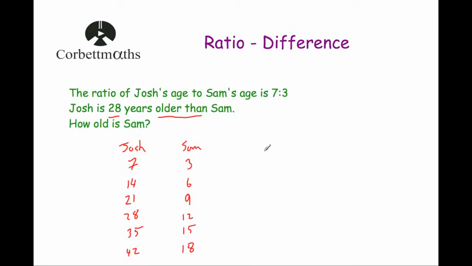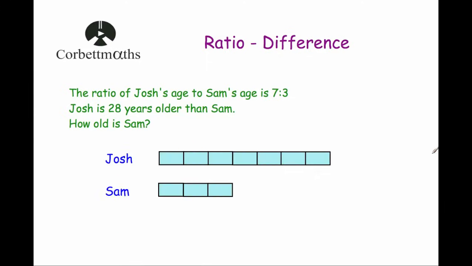Another 7, and another 3 is equal to 49 and 21, and that has got a difference of 28. As you can see, that's quite time consuming. So how old is Sam? Sam is 21. That's one technique. Now let's have a look at using the diagrams.